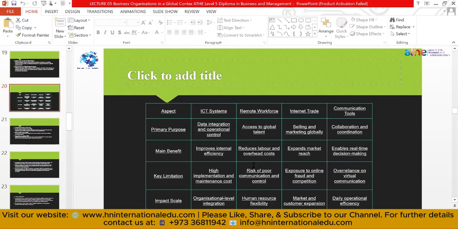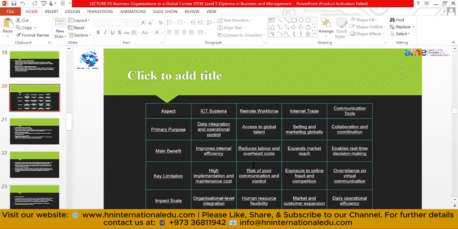Key limitations. The first one, for the ICT, is high implementation and maintenance cost. And for the remote workforce, it is the risk of poor communication and control. If the communication is not up to the standard, things are going to be very difficult. Internet trade: exposure to online fraud and competition, it happens a lot. For the communication tools, the limitation is over-reliance on virtual communication. Everything is online on the social media applications.